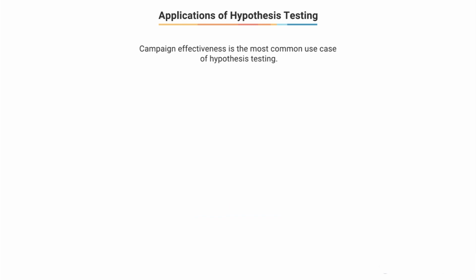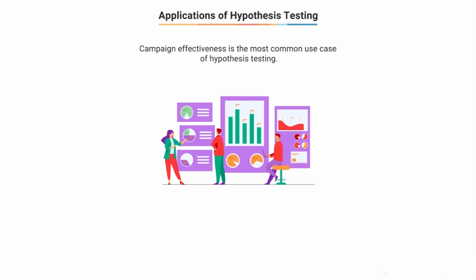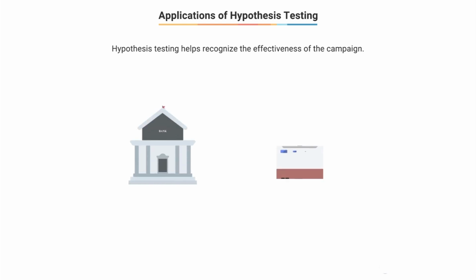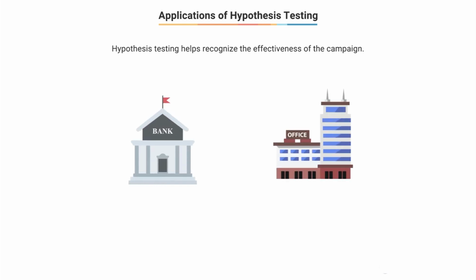So one of the most common use cases of hypothesis testing is campaign effectiveness. Campaign analytics is very important, and using hypothesis testing, we can analyze whether the campaign that a bank or a company has launched is effective or not.